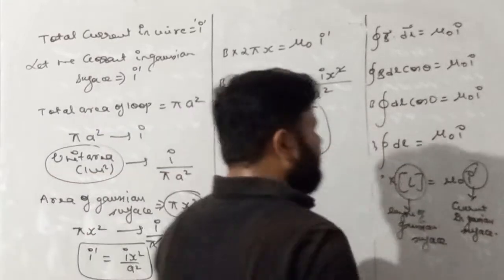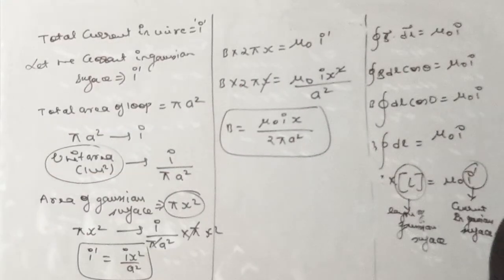This is the value of magnetic field due to current carrying thick wire if point P lies inside the wire. I hope you all understand this concept as well, my dear student. Let's move forward. Write down next application.